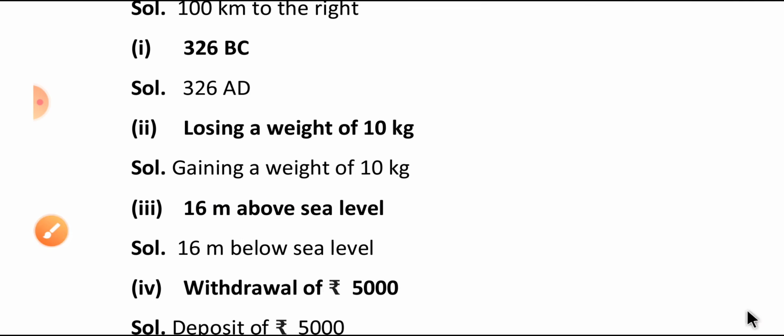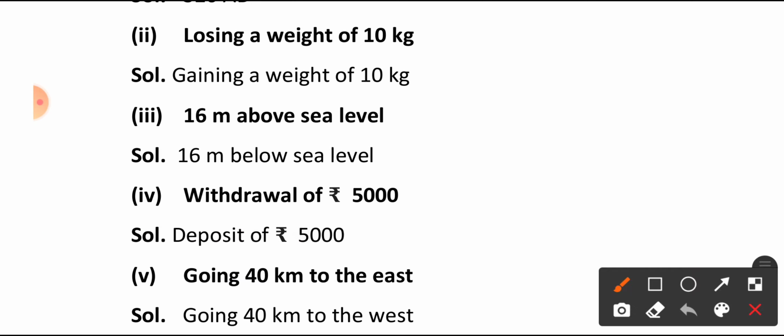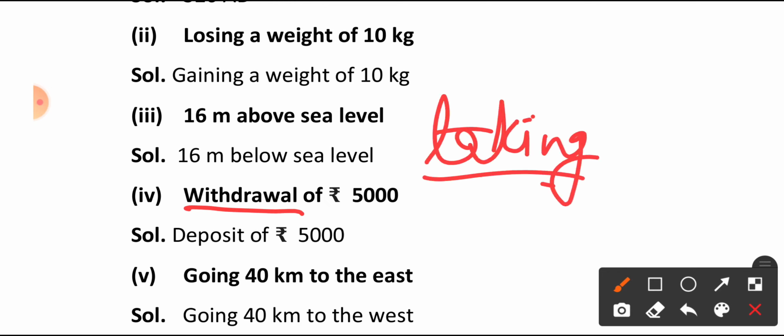Withdrawal means if we have taken rupees 5000 from our bank, so its opposite will be we are depositing, means we are giving money from us to the bank to deposit it. So withdrawal means we are taking money, so its opposite means we are giving the money to the bank to keep in our account, so that will be denoted by deposit. So deposit of rupees 5000.